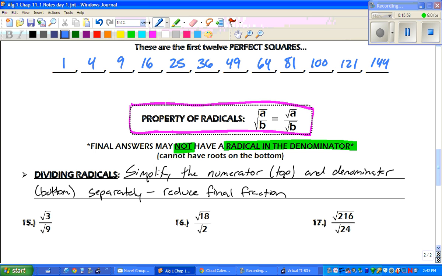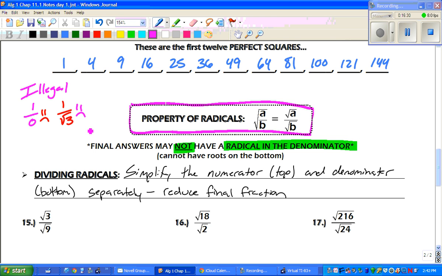Okay, there's actually two things about fractions that are illegal. You cannot have a 0 in the denominator or a square root. That's not good. You can go to math jail for that. So be careful. Now, dividing radicals means you need to simplify the numerator and the denominator separately and then reduce.